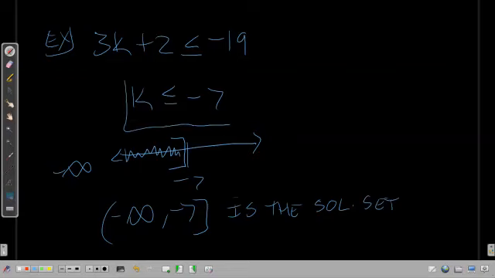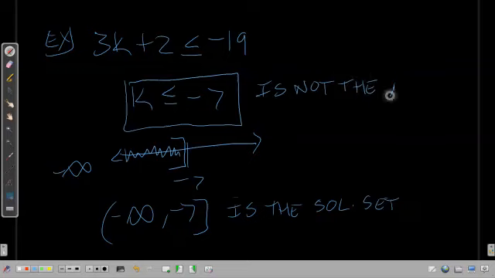While I'm here, this object is not the answer. If you type that in, it'll count it wrong. It's a true statement, but it's not the solution set. They're going to want from you the solution set. It's this interval from -infinity to -7. They mean the same thing, but they're different objects.